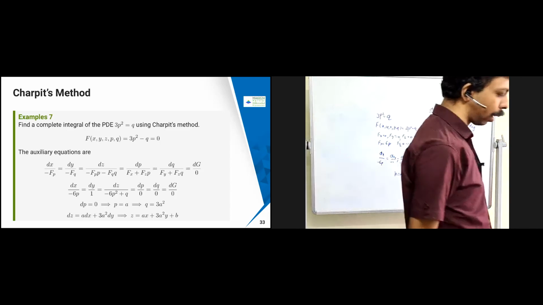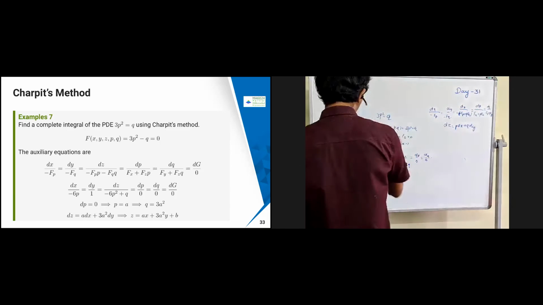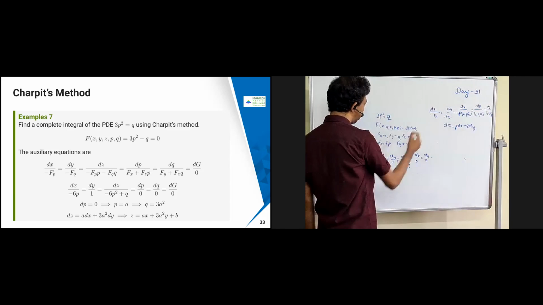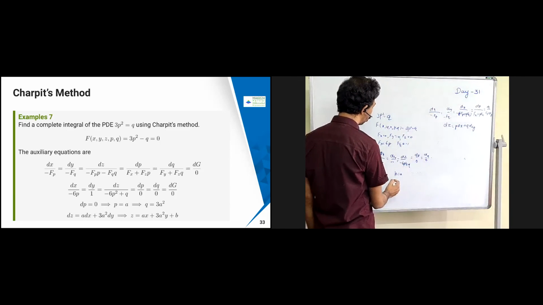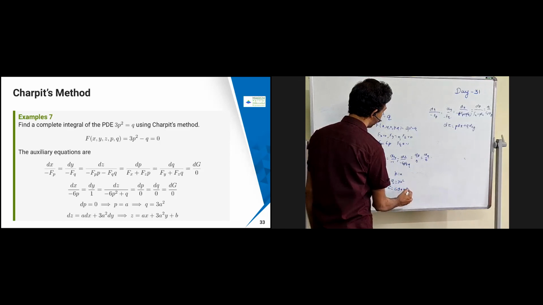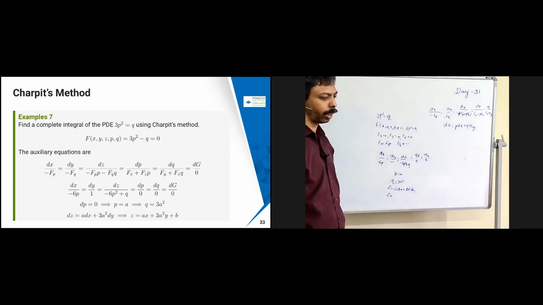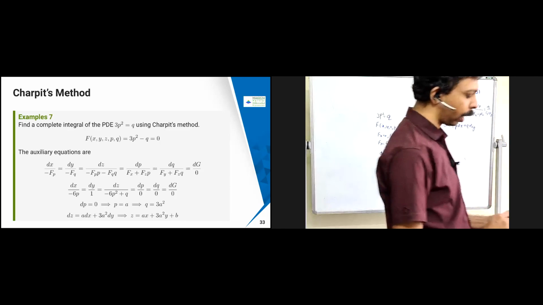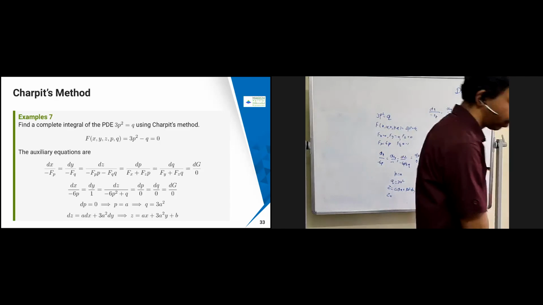So if you solve this problem, you don't need to go for this one. 3p square is there. P is equal to a means q is equal to, from this equation itself, 3a square. Therefore, we are going to get dz equal to a dx plus 3a square dy. That is going to give you the answer: z equals ax plus 3a square y plus b.